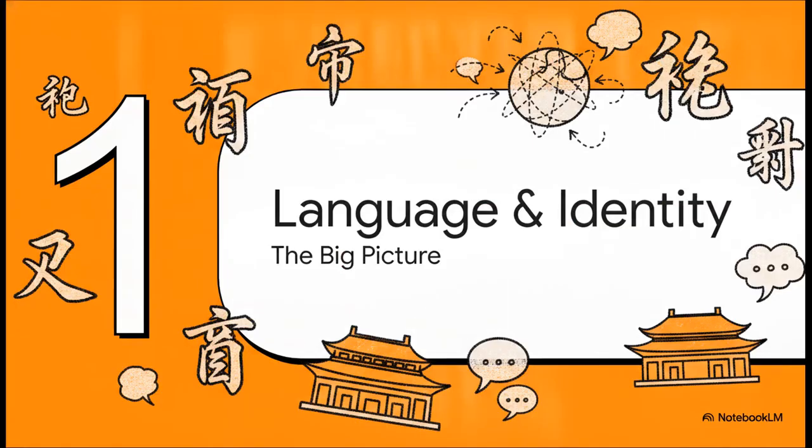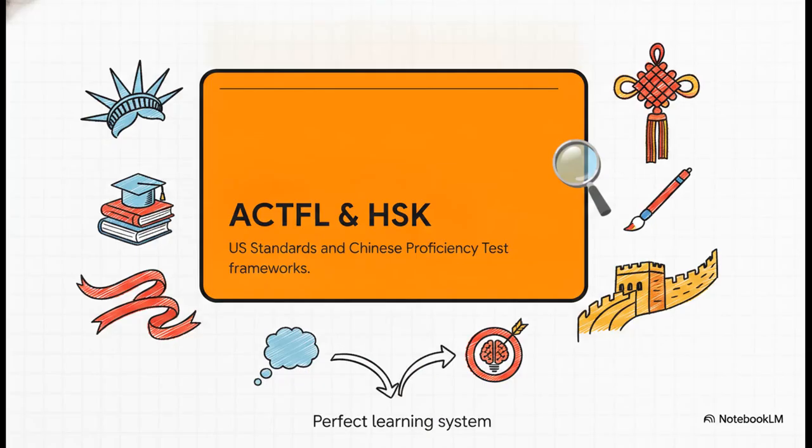Starting off with Section 1, Language, Culture, and Identity. Now you're going to see two major acronyms popping up a lot in your language journey, ACTFL and HSK. ACTFL, that's the American Council on the Teaching of Foreign Languages, represents the U.S. standards for what makes a well-rounded language learner. HSK, on the other hand, is the official standardized Chinese proficiency test that measures your actual ability. Put them together and they create this perfect, comprehensive system to guide your learning and prep you for upcoming projects.